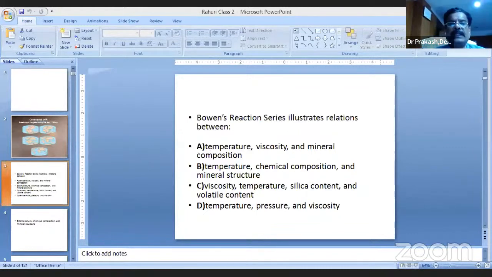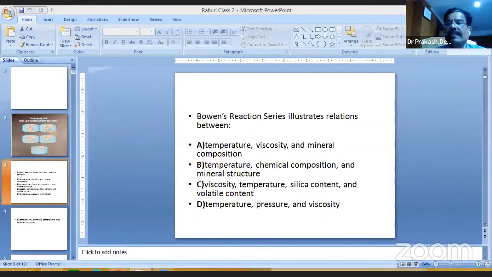Actually, Bowen's reaction series illustrates the relationship with temperature. That means the temperature at which minerals crystallize in the magma chamber. So it decides the chemical composition and mineral structure. So that is the answer for this question actually.